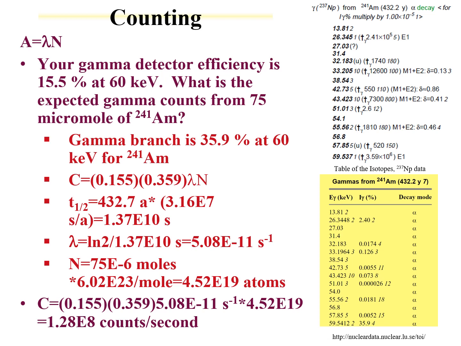We can use, again, activity equals lambda N in an example where we actually do some counting. Let's say you've got a gamma detector, and at 60 keV, the efficiency is 15.5%. What is the expected gamma count from 75 micromoles of americium-241? Well, I use this information here to get the gamma branch for americium-241.